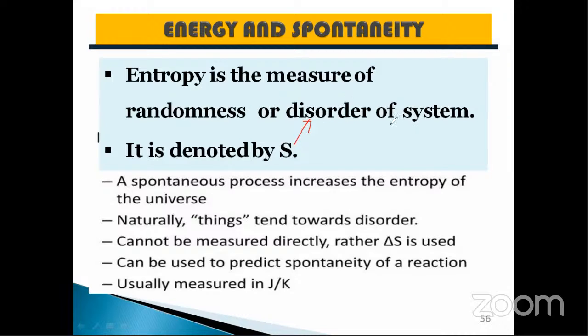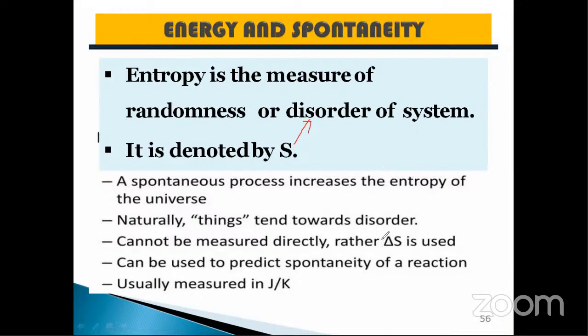तर स्पॉन्टेनियस प्रोसेस इन्क्रीजेस द एंट्रॉपी ऑफ द युनिवर्स. म्हणजे स्पॉन्टेनियस एखादी प्रोसेस होते म्हणजेच एंट्रॉपी मध्ये वाढ होत असते, म्हणजे डिसऑर्डर वाढत असते. नॅचरल थिंग्स टेंड टुवर्ड्स द डिसऑर्डर. इट कॅनॉट बी मेजर्ड डायरेक्टली. आपल्याला एंट्रॉपी डायरेक्टली मेजर करता येत नाही, पण त्यांच्यामधला फरक मेजर करता येतो.